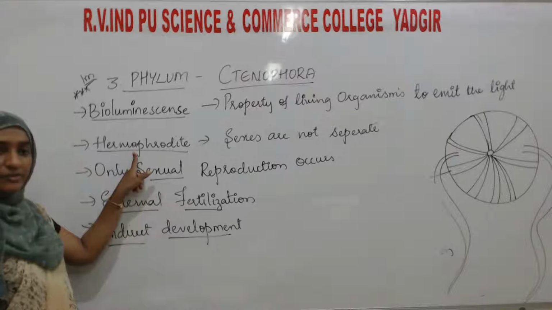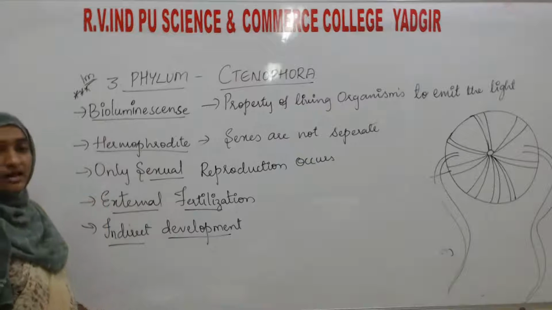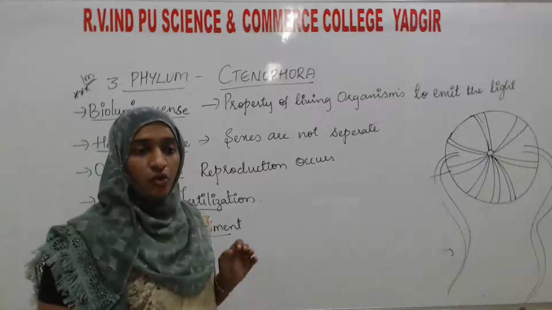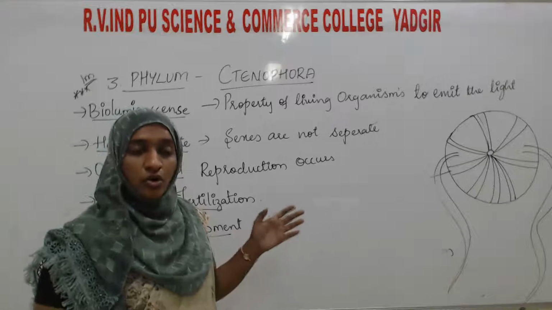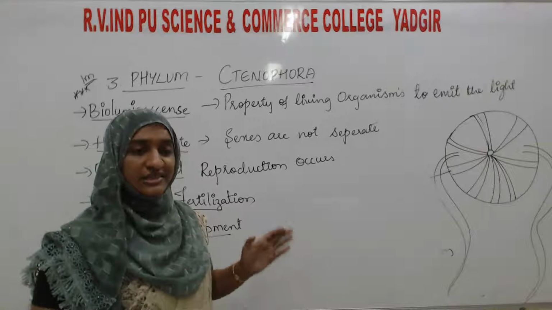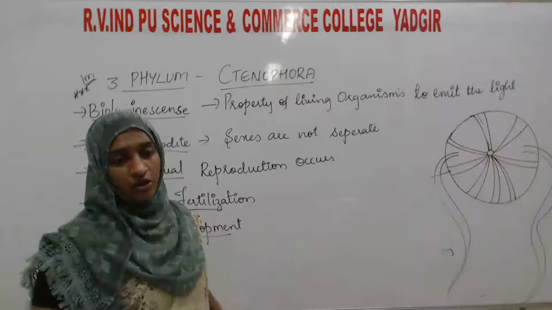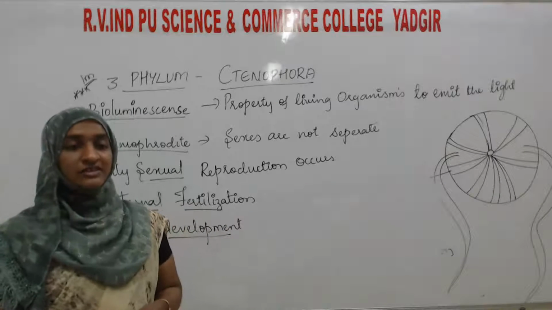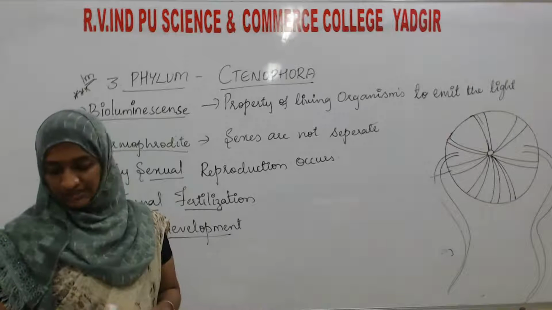Hermaphrodite, sexes are not separate. Then they will exhibit bioluminescence. On their body, there is a presence of 8 rows of comb plates, and those comb plates are ciliated, which helps in locomotion. They are marine. They are also known as the sea walnuts or comb jellies.